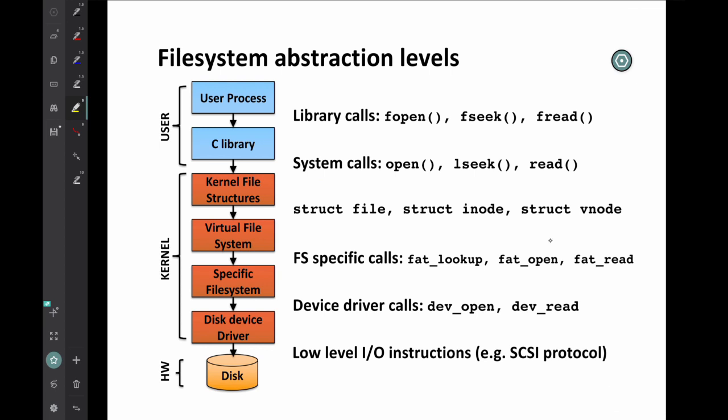We can see the file system abstraction levels in roughly three categories: the user level, the kernel level, and the hardware. At the user level, we have our user process, and the way we access files is typically through library calls like fopen, fseek, and fread. In the library, these calls are then mapped onto system calls such as open, lseek, and read.